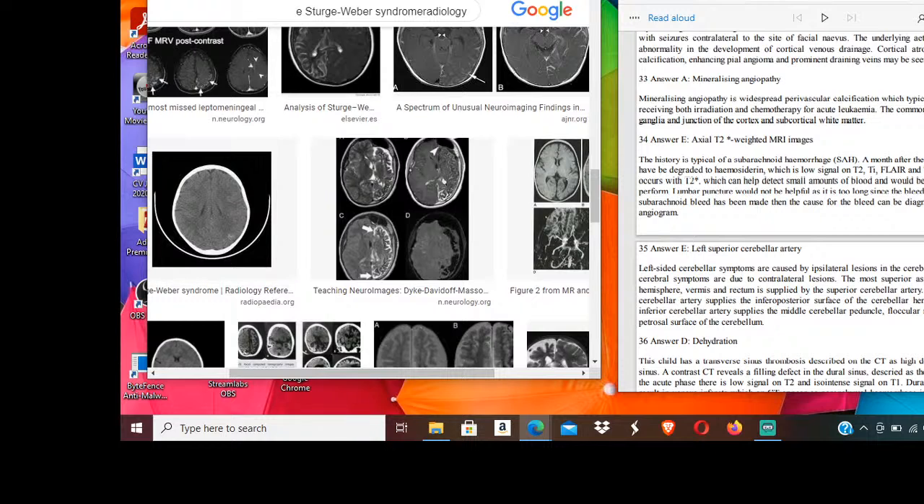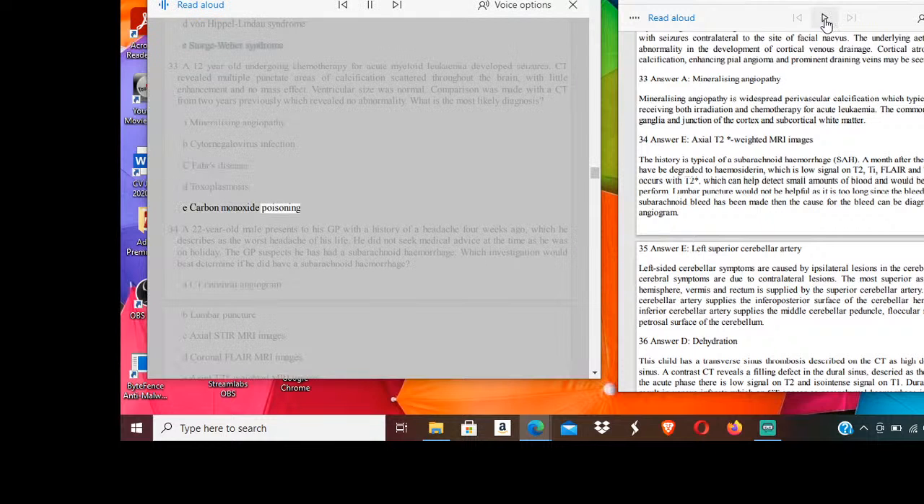A. Mineralising angiopathy. B. Cytomegalovirus infection. C. Fahr's disease. D. Toxoplasmosis. E. Carbon monoxide poisoning.